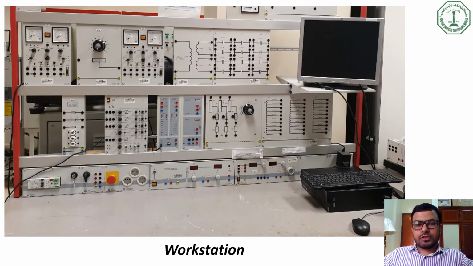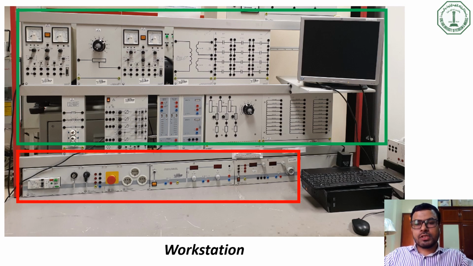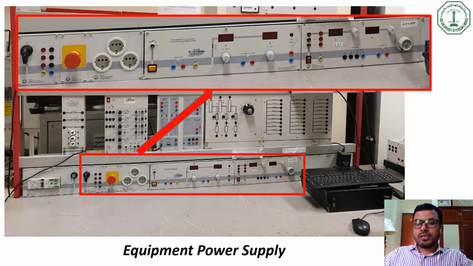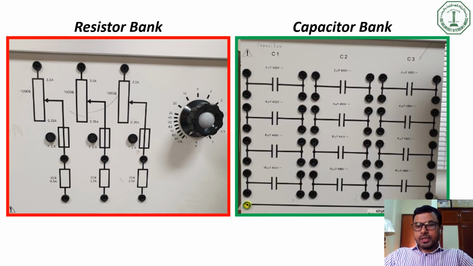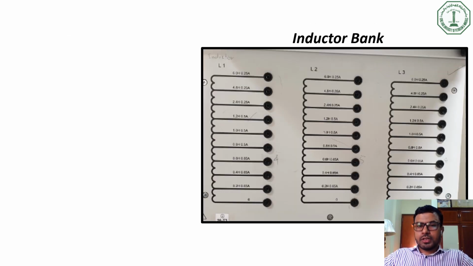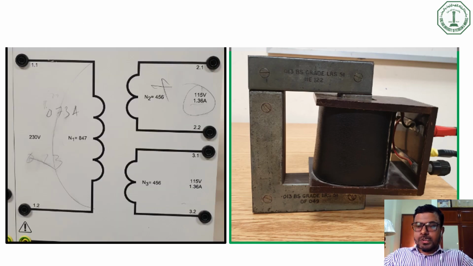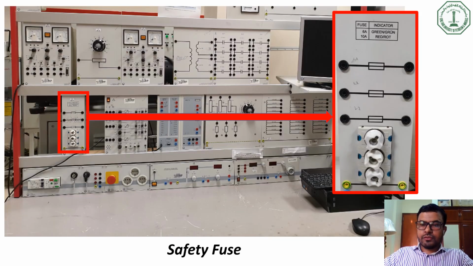This is the workstation. At the bottom of the workstation we have the power supply, and at the top we have other electrical components. On the right side we have the computer for data recording. This is our main power supply in the workstation, and this is the equipment power supply. We have a resistor bank, capacitor bank, inductor bank, field rheostat, magnetic circuit, single phase transformer, AC/DC machine and their control unit. Also we have safety fuses to isolate the equipment in case of emergency.